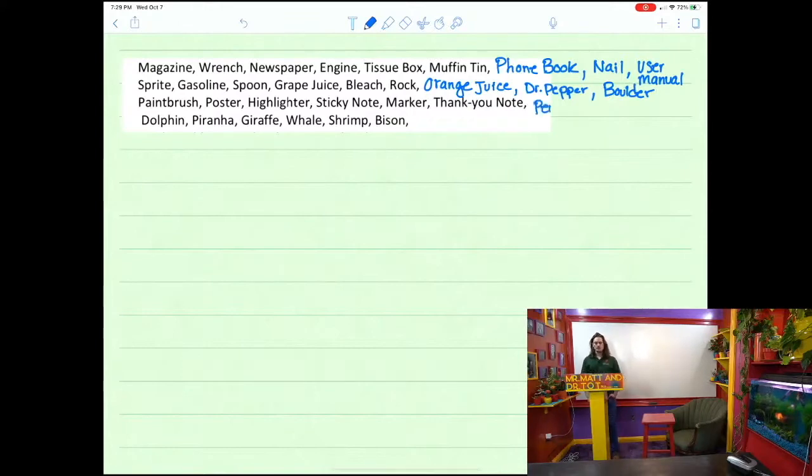Last one, we have dolphin, piranha, giraffe, whale, shrimp, bison. So to me, this looks like an animal that lives in the water, followed by an animal that lives in the water, followed by an animal that lives on land, and then repeating. So we have water, water, land, water, water, land. So we need two more water animals and then a land animal. So we could say maybe a shark, a jellyfish, and a horse.